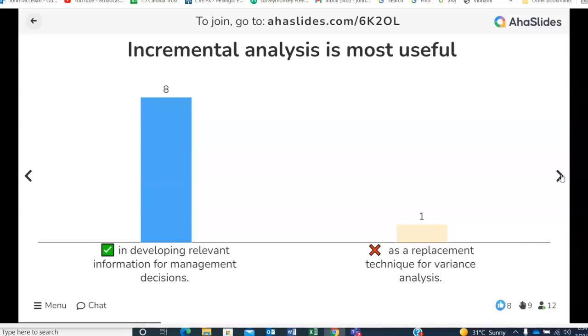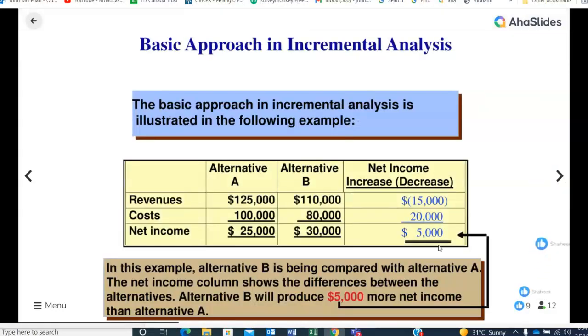Okay, let's continue. Here's an example, a basic approach in incremental analysis. And that approach is illustrated here. We have alternative A and alternative B. Alternative A has cash in of $125,000 and cash out of $100,000. So net cash flow, positive $25,000. Alternative B has cash in of 110, cash out of 80, and a net positive cash flow of 30,000.